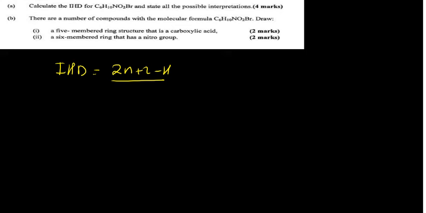Or even 2 rings. Now let's answer the next question. There are a number of compounds with the molecular formula C6H10NO2Br. Draw a 5-membered ring structure that is a carboxylic acid. So this should be a ring, but it is a carboxylic acid, and it should be 5-membered.